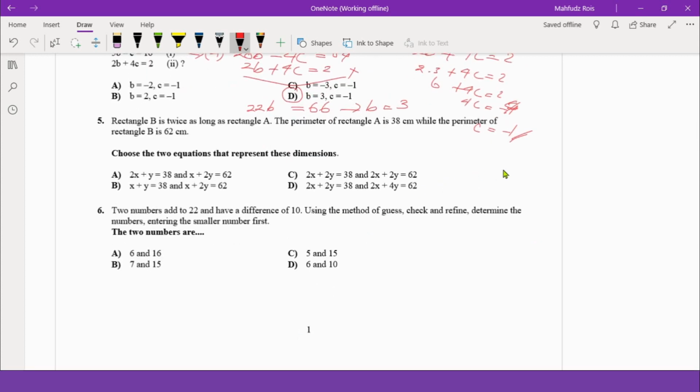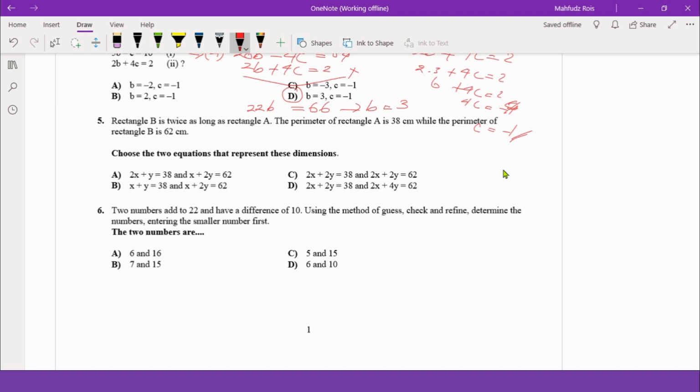Number 5, this one is a word problem. So rectangle B is twice as long as rectangle A. The perimeter of rectangle A is 38 centimeters, while the perimeter of rectangle B is 62 centimeters. Choose the two equations that represent the dimensions. So here we need to find the mathematical equation from this problem. So let's analyze. B is twice as long as rectangle A. So it will be two, rectangle A and B.